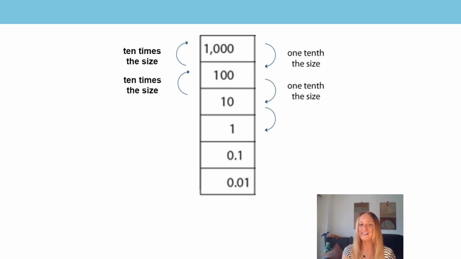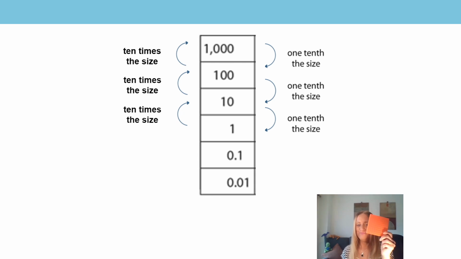What does this arrow show? It shows that 1 is 1/10 the size of 10. And so therefore 10 is 10 times the size of 1. Let's have a look at these again though. So if I've got 1 and I've got 1/10, what does this arrow show? This arrow shows that 1/10 is 1/10 of the size of 1, because 10 1/10ths is equivalent to 1.